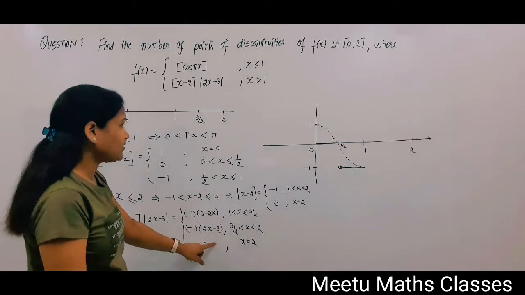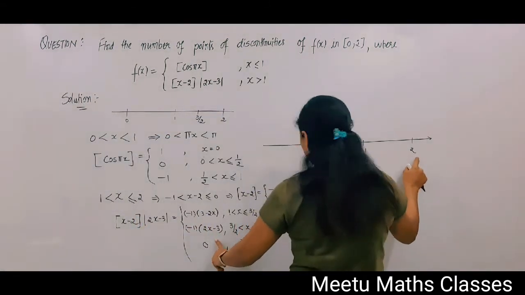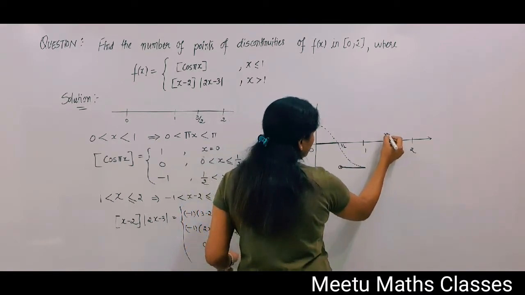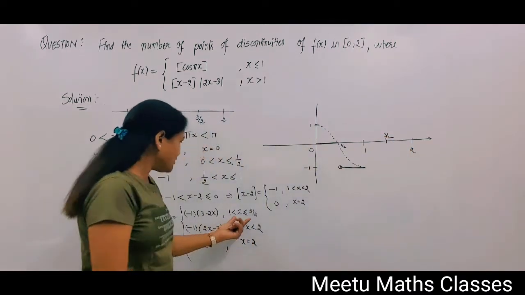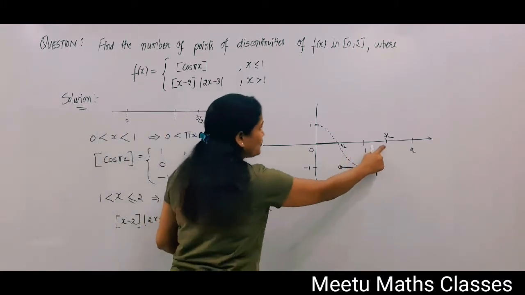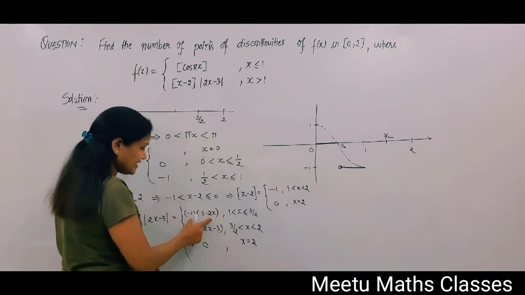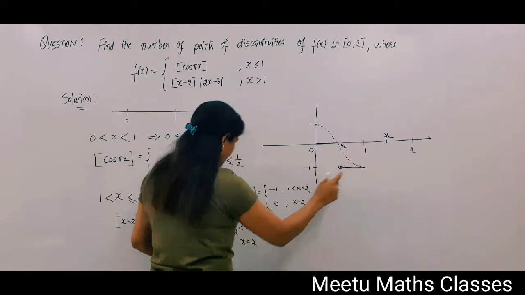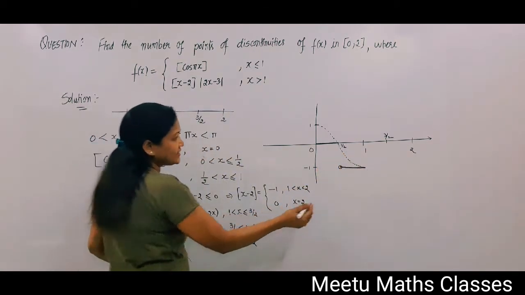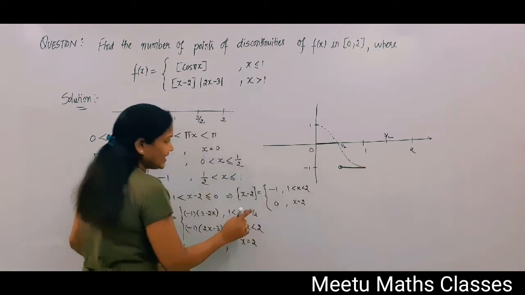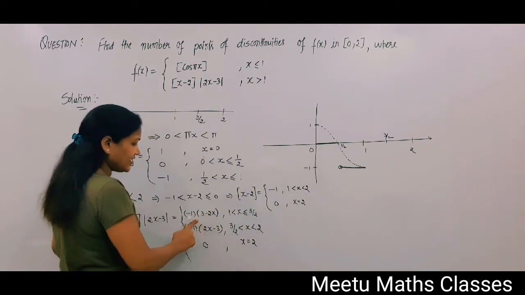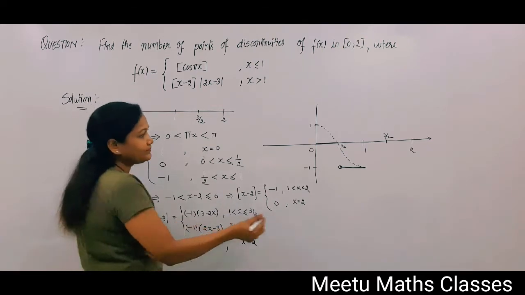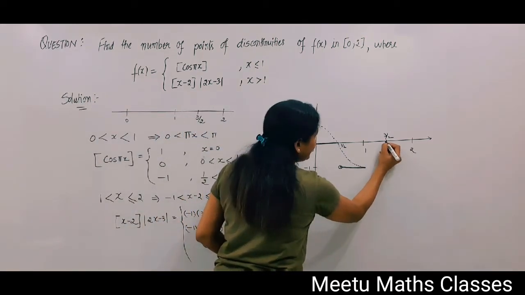Now let us draw this function in between 1 to 2. There is a point 3/2 where this function changes. So in between 1 to 3/2 you have to draw this line, and the line is 2x − 3. So when x is 1, this line will give you −1, and when you put x as 3/2, it will give you 0. So this is the line.